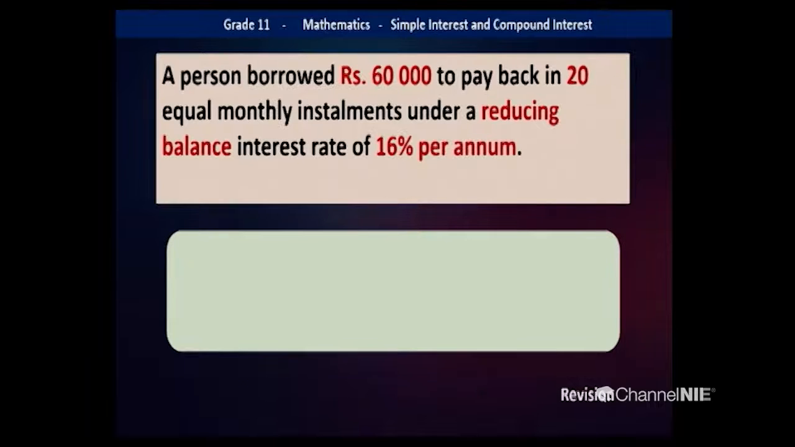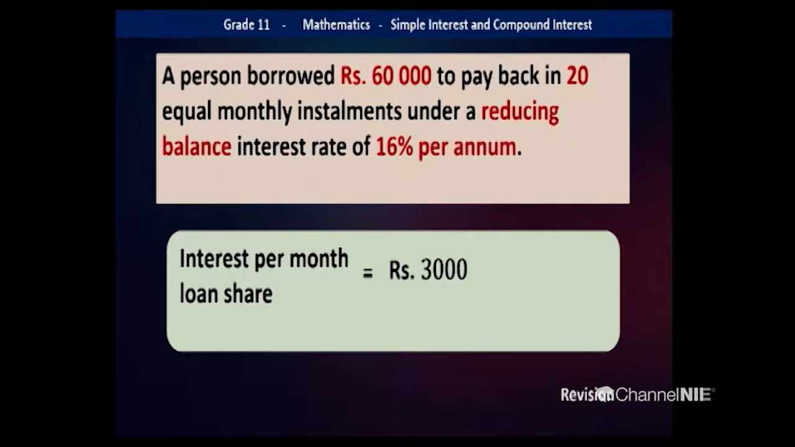Then interest per monthly loan share, we have calculated, it is 3,000 into 16 upon 100 into 1 upon 12. Why? I told 16% is annual. Whether they mention or not, it should be annual. If they say monthly, you have to directly take it monthly. If not, take it as annual.